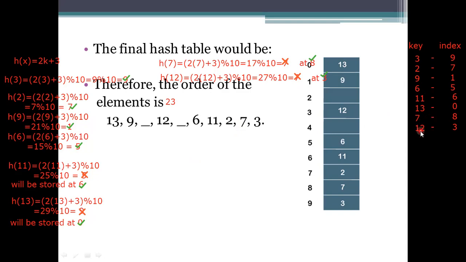3 has been used by the 12, the calculated one. And then 4 is an empty space. 5 has been used by the 6. 6 has been used by the 11. 7 is occupied by the 2. And 8 is occupied by the 7. Okay, and the last one, 9, has been occupied by the 3 key value. So that is quadratic probing here.